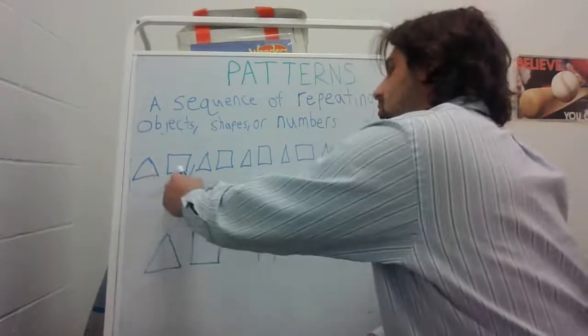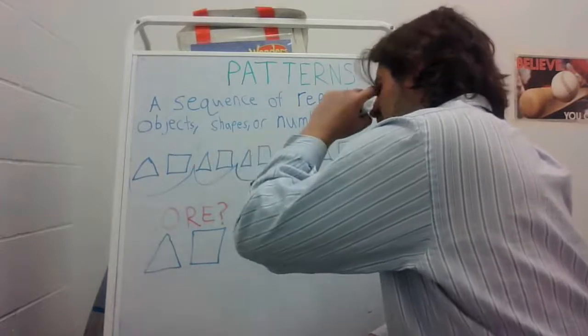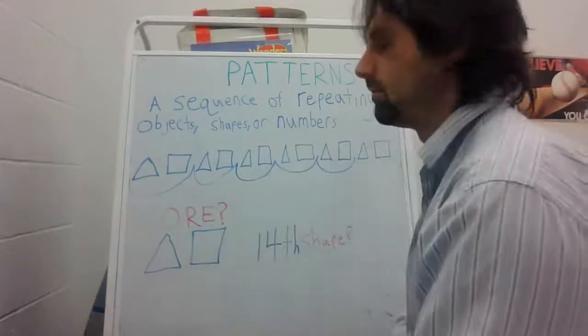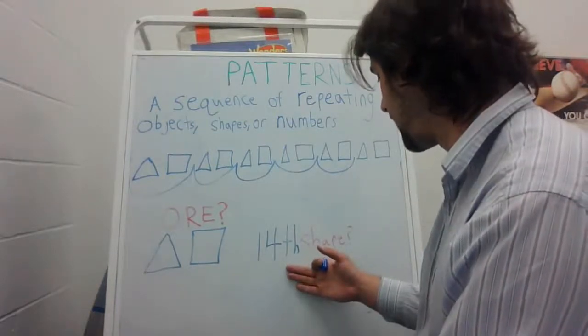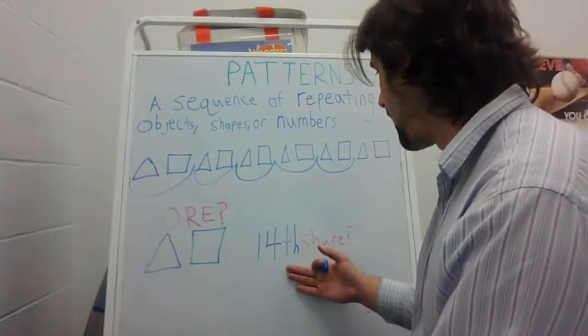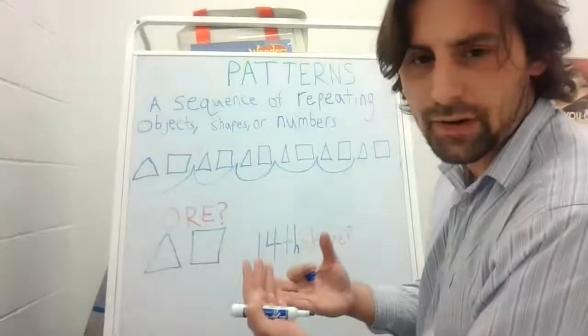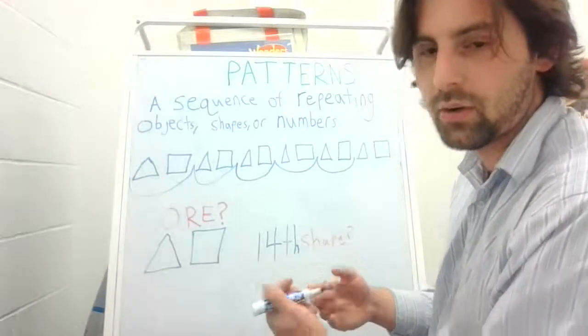We have a triangle, a square, and then it restarts. Triangle, square. Then it restarts again. Triangle, square. Those are the two shapes that keep repeating throughout the pattern. So now they're asking, what is the 14th shape in the pattern? What I'm going to do is count how many shapes we currently have, and then to figure out the 14th shape, I'm just going to follow the pattern in order.